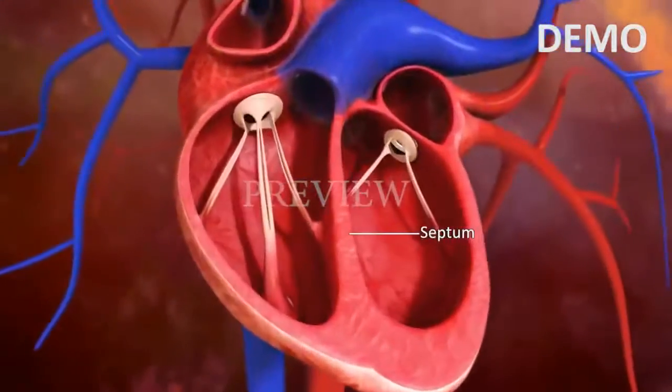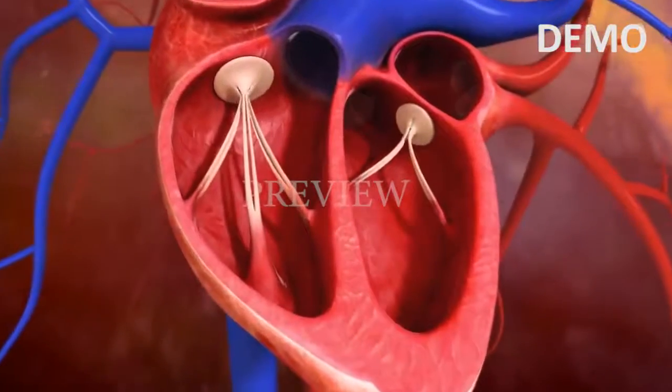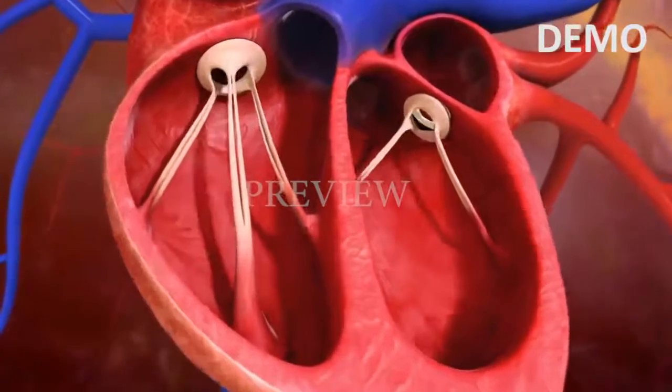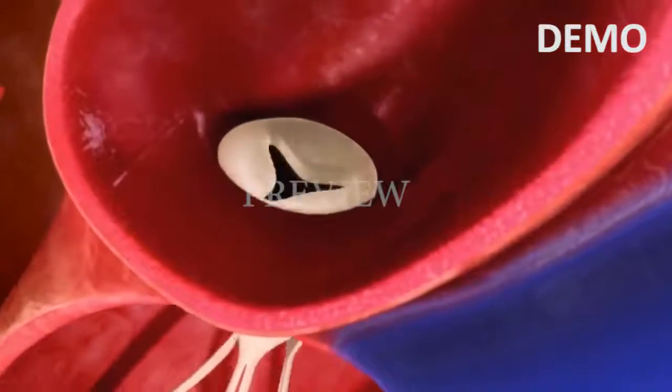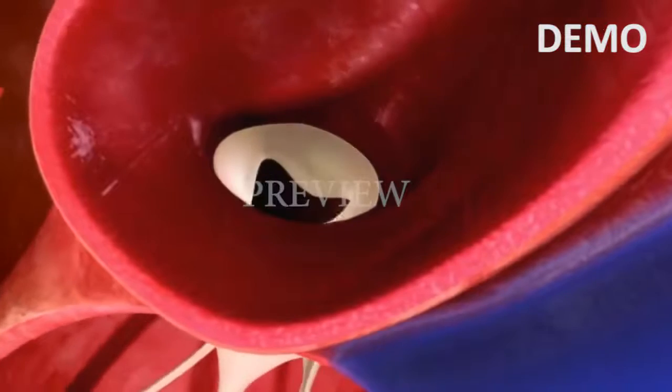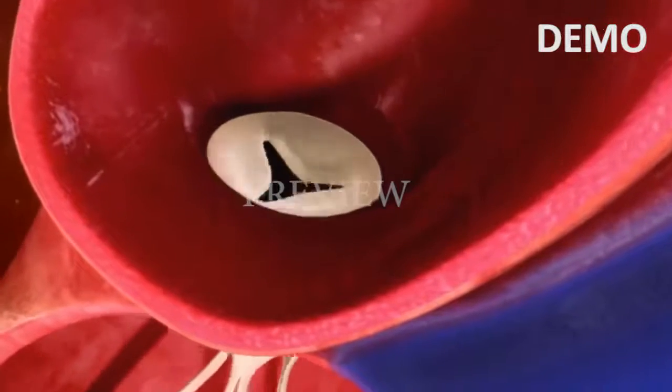The septum is located between the chambers of the right and the left sides of the heart. The valves present between the atria and the ventricles control the flow of the blood through the heart.